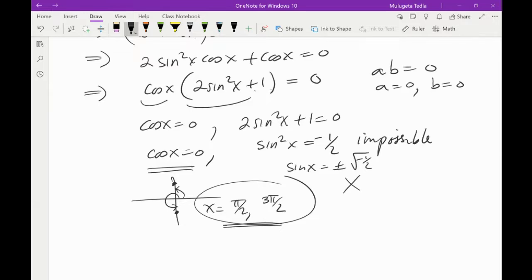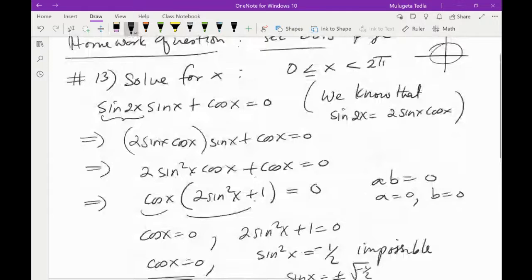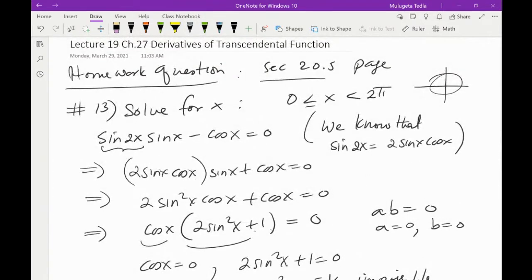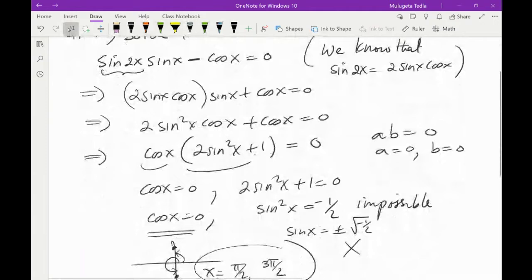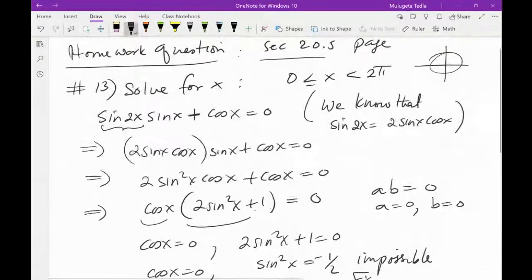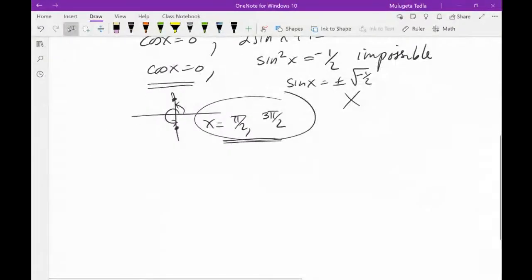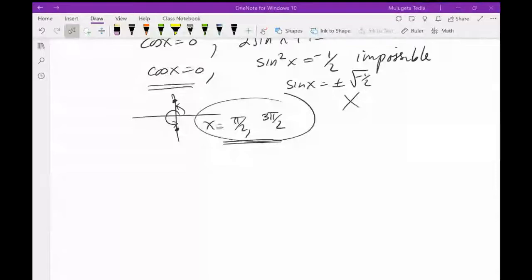Yeah, that's it. They did that on purpose. I checked the answer. That's right: pi by 2 and 3 pi by 2. I thought they made a mistake here. If this was minus, there would have been a lot of other answers. But that's right. Okay, let's see what your comment was.